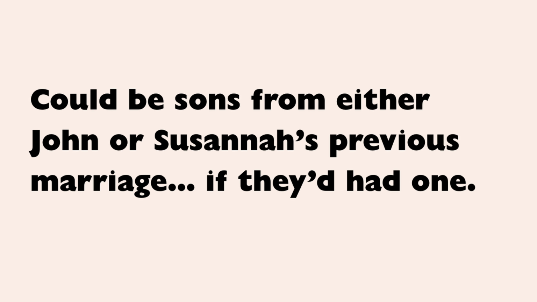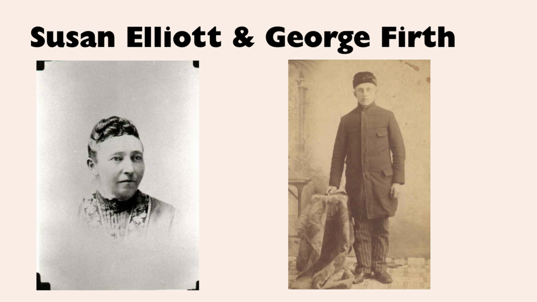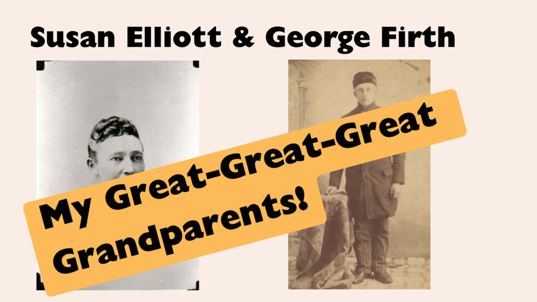So there were a couple of plausible explanations. One is that they could be sons from John's first marriage, if he had one. I didn't find one. Also, Susan, who's in the household, later marries a George Firth, and so that adds another layer of confusion. I also knew that John Eliot's sister married a Firth back in England. So lots of overlapping possibilities, but none of them could be proved yet.